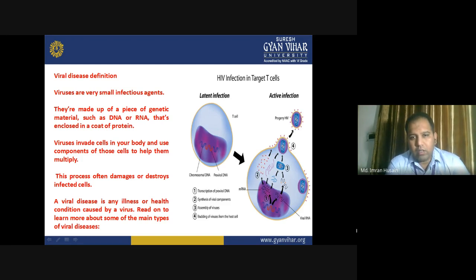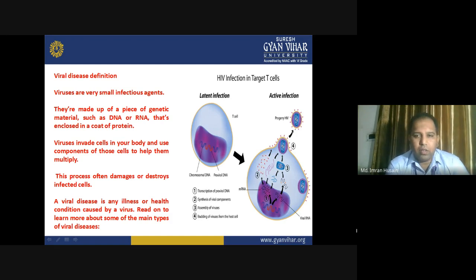Okay, so, transcription of proviral DNA. In the first cell, you can see that inside the nucleus, the copying of proviral DNA is taking place. The second step is synthesis of viral components. All the viral components are being synthesized one by one, in a very differential manner. All the components, the spare parts required to construct a virus, are being synthesized one by one.